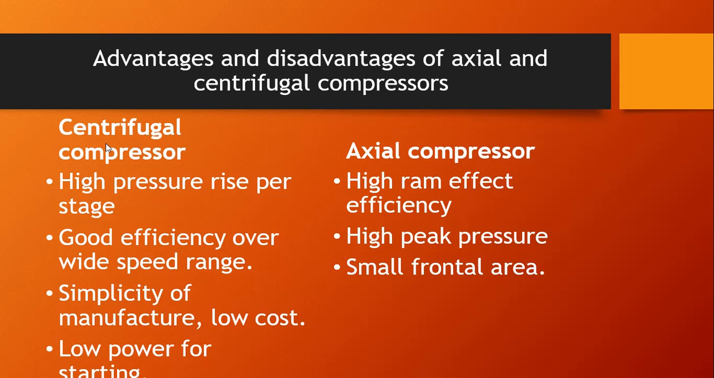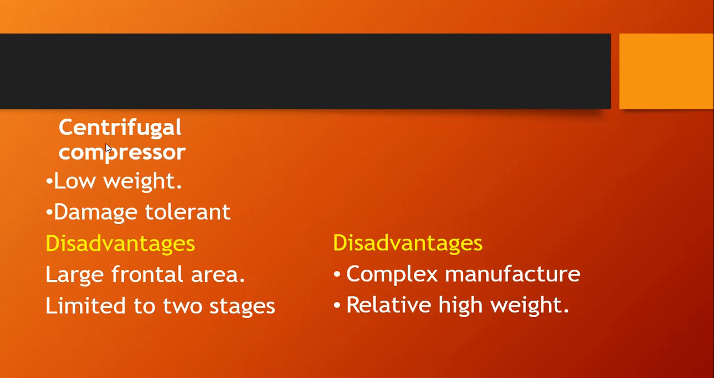Advantages and disadvantages. Centrifugal advantages: high pressure rise per stage, good efficiency over a wide speed range, simplicity of manufacture, low cost, low power for starting. Axial has the advantage of a high ram effect efficiency, high peak pressure, and a smaller frontal area. Centrifugal also has the advantage of low weight and being damage tolerant. Disadvantages: centrifugal has a large frontal area and is limited to 2 stages.